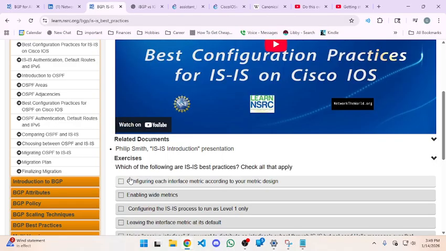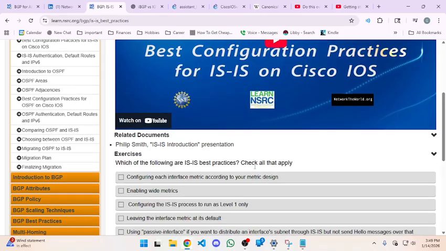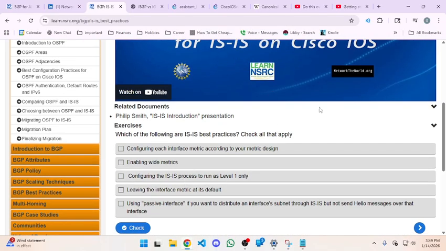So, which of the following are ISIS best practices? Check all that apply. All right, I might have to watch this video because I don't know. So leaving the interface metric at its default, I think so. Using passive interface, if you want to distribute the interface's subnet through ISIS, but not send hellos, that's always a good one. Should do that in OSPF as well.